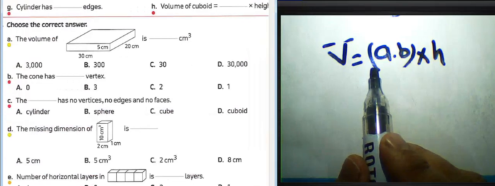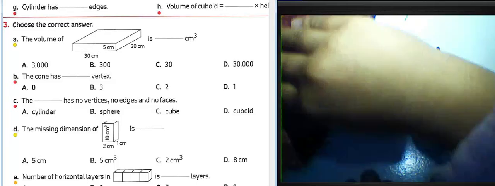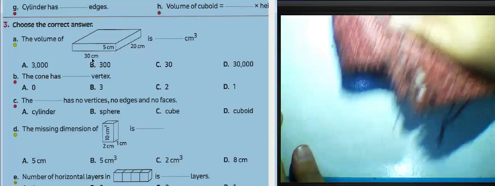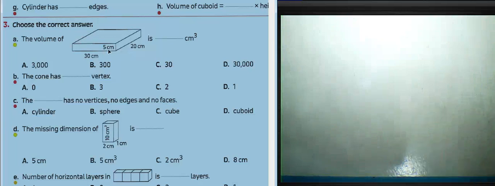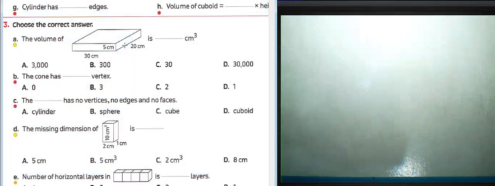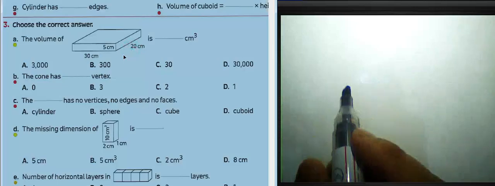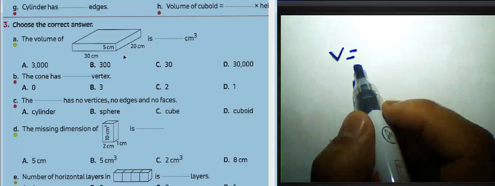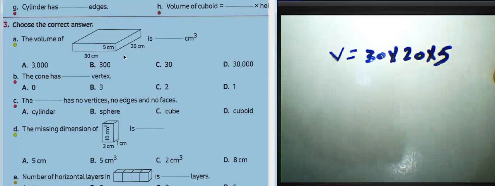Question number 3. Choose the correct answer. The volume of the cuboid here. We have a cuboid with length, width and height. Length was 30 centimeters, width 20 centimeters and height 5 centimeters. So the volume will be 30 multiplied by 20 multiplied by 5.